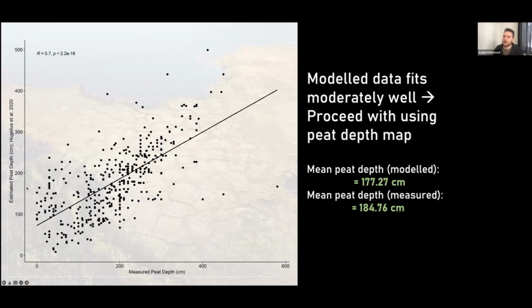And what we find is that the modeled data actually fits fairly well with our measured data. The modeled data is on the y-axis and the measured peat depth is on the x-axis. It has a correlation value of 0.7, and it's very highly significant. So I feel fairly comfortable using this for now, but working on an updated peat depth map is something I'm currently working on. The mean peat depth of the model data is 177 centimeters in the region, and the mean measured peat depth is 184. So it fits well enough that we feel comfortable using it.